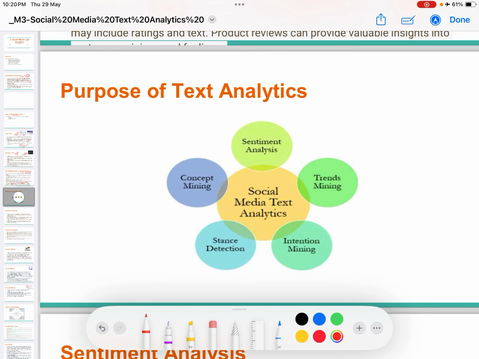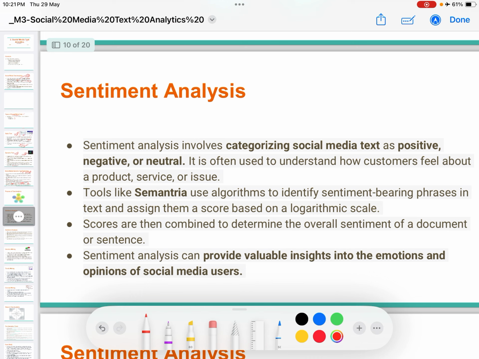Purpose of text analytics: sentiment analysis, trends mining, intention mining, stance detection, and concept mining. What do you mean by sentiment analysis? Sentiment analysis involves categorizing social media text as positive, negative, or neutral. So, is it a positive text? Is the response negative, or is the response neutral? It is often used to understand how customers feel about a product, service, or an issue.